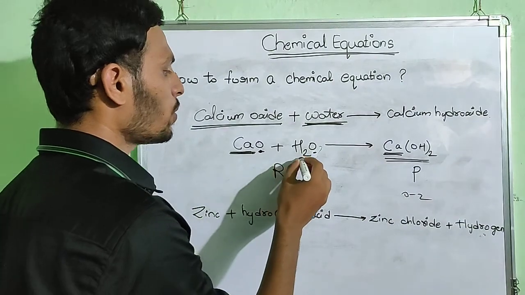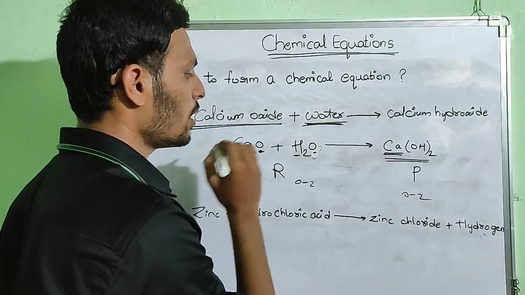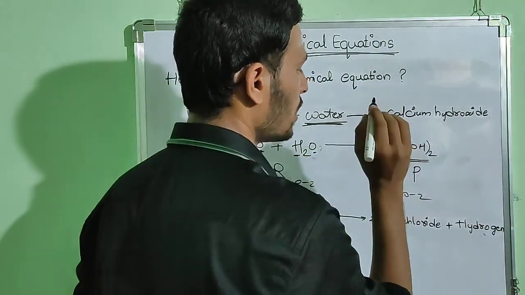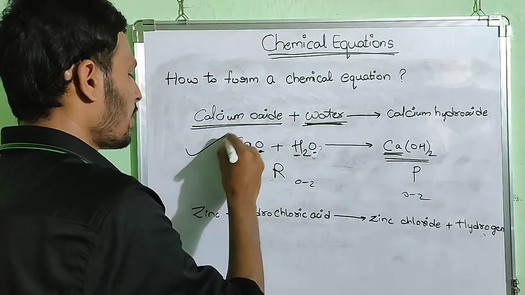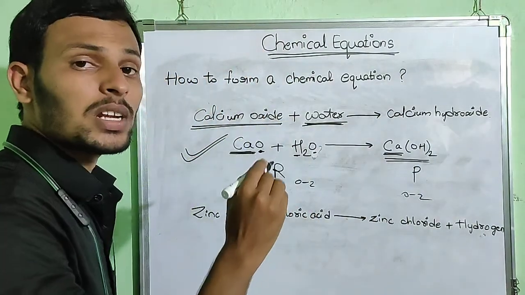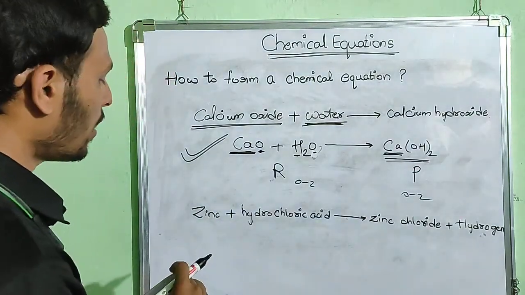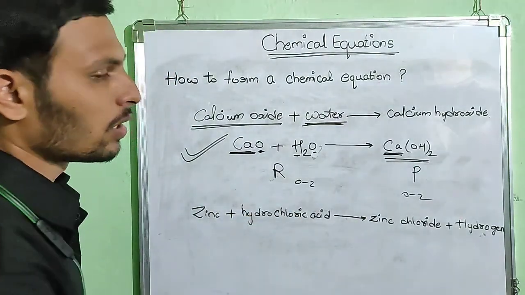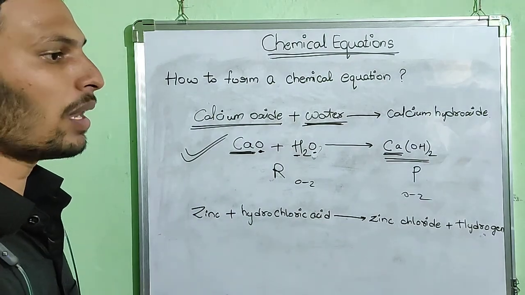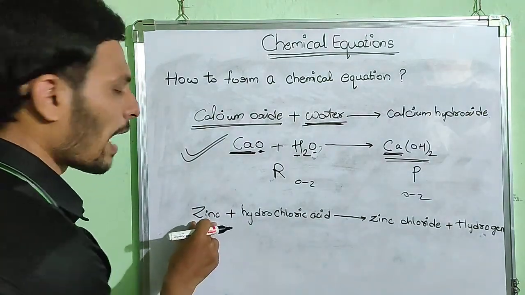Now we'll go on to hydrogens. We have 2 hydrogens here and 2 hydrogens here. So we can say that the equation is balanced. Now similarly we'll go on to the next example, which is the zinc granules.